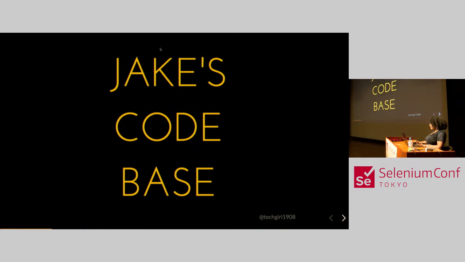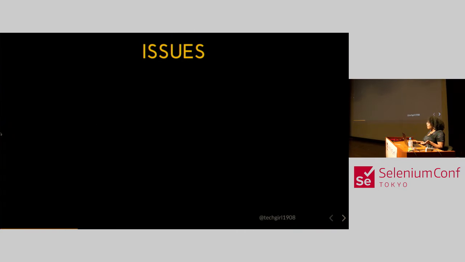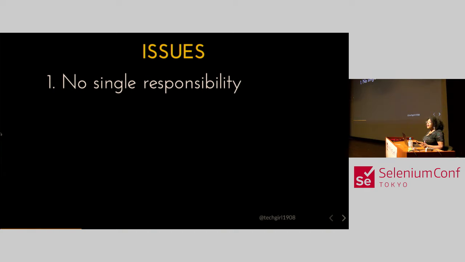So we've looked at the code base. Let's look at the first smell, the long class smell. The purpose of the class is multifold. To find anything, you must scroll and scroll. Why might this be problematic to have a class that's too long? Well, for one, there's no single responsibility here. So a class should be responsible for a given thing. When it's responsible for multiple things, you start finding it really problematic. It's hard to find things.